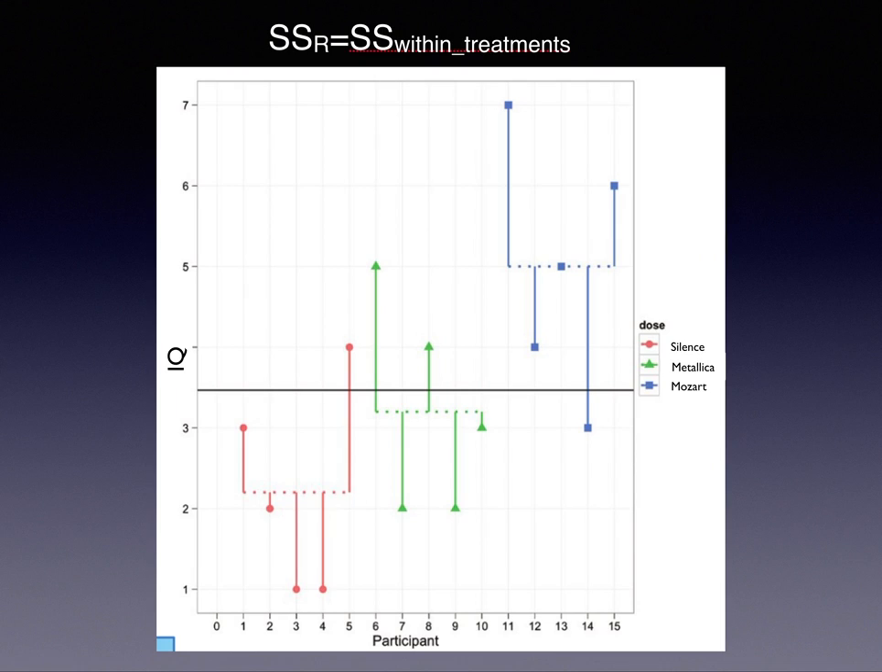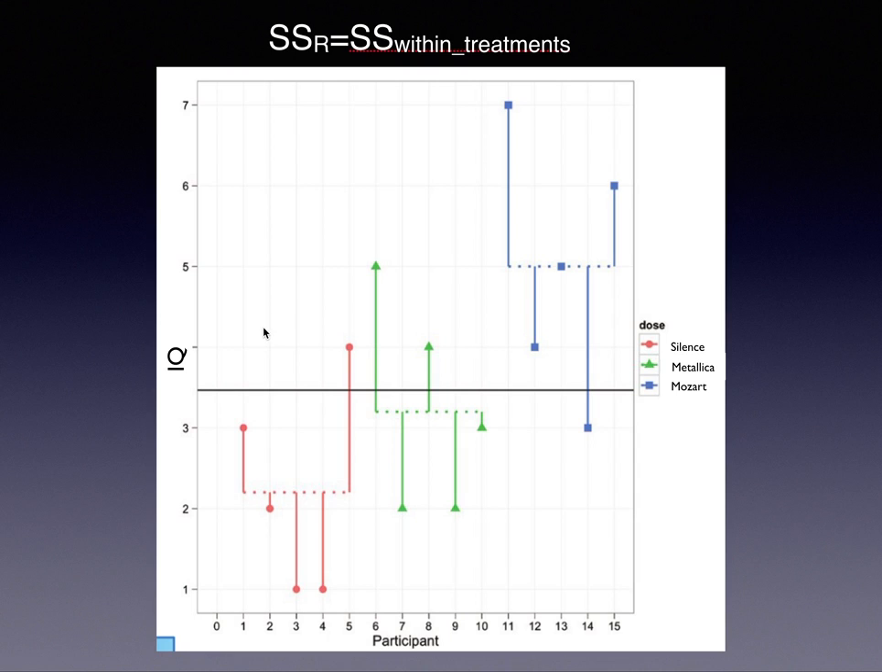When we're considering Anova as a linear model, the residual variability, the residual sum of squares, has another name. It's called the within treatments sum squared deviation within each treatment. So we have three treatments here. We treated folks with silence, treated them with Metallica, and treated them to Mozart. And within each group, there's a mean, right? And we have 5 scores in each group, and there's some distance of each score from the mean.